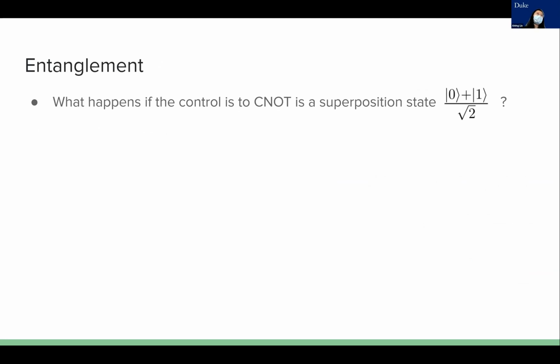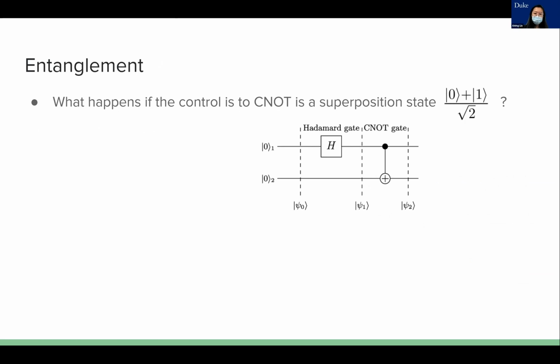Our ingredients will just be the Hadamard gate and the CNOT gate, which we just learned. What we should do is make the control of the CNOT gate a superposition state. There's a difference between superposition and entanglement, just to remind you of that. So this is the setting of our quantum circuit. We first apply a Hadamard gate on 0. Remember, this will produce a superposition state exactly like this, 0 plus 1 over square root of 2. And then we apply a CNOT gate so that our control is this state.